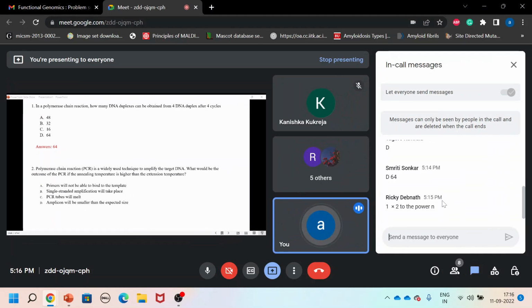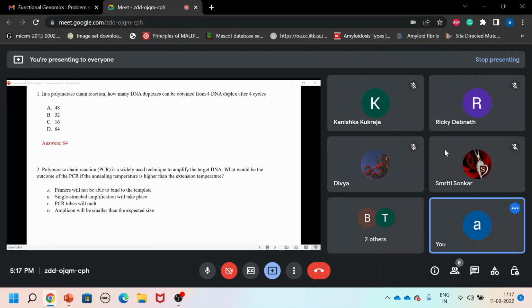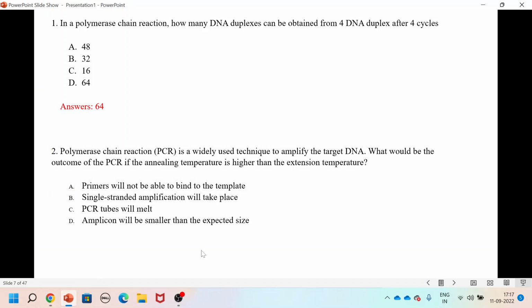You can answer this in the chat box also. What would happen if the PCR annealing temperature is higher than the extension temperature? Okay, if no one wants to answer, I'll answer this question.